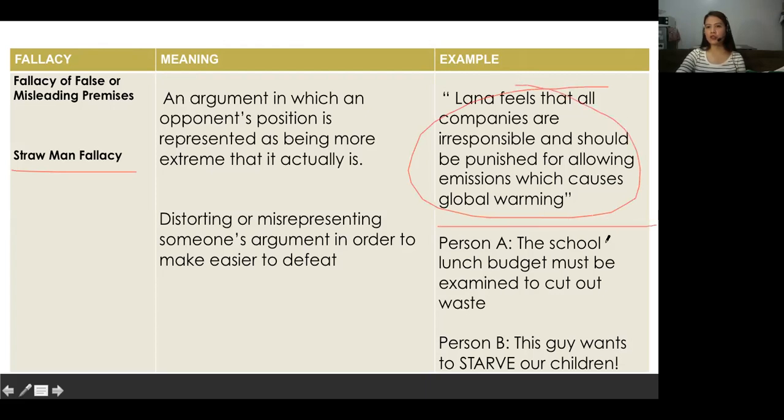Another example, person A: the school lunch budget must be examined to cut out waste. Person B: this guy wants to starve our children. So see, he distorts or misrepresents person A's argument in order to defeat it, para pabulaanan o para maging against yung mga tao na nakikinig sa kanya. Iba yung sinasabi. Extreme yung sinasabi. Strawman. Same with Lana na all companies are irresponsible. So, lahat ay ipa-punish. Pahirapan, no? Gets? So, that is Strawman fallacy.